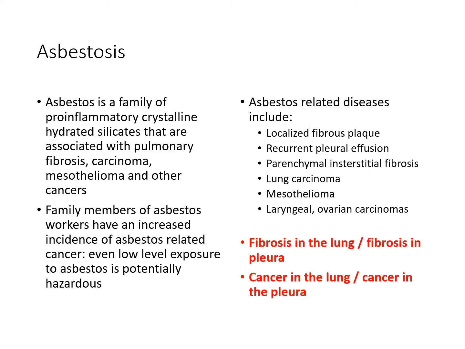Asbestosis or asbestos exposure is seen in construction workers, plumbers, and shipyard workers. Family members of asbestos workers have an increased incidence of asbestos-related cancer. It causes a number of diseases like localized fibrous plaque, recurrent pleural effusion, parenchymal interstitial fibrosis, lung cancer, mesothelioma, laryngeal cancer, and ovarian cancer. In other words, it causes fibrosis in the lung, fibrosis in the pleura, cancer in the lung, and cancer in the pleura.